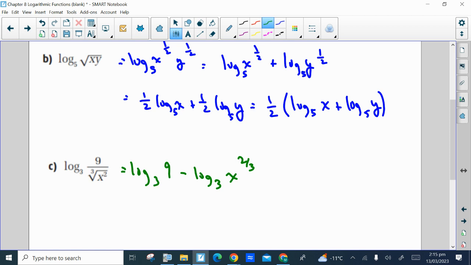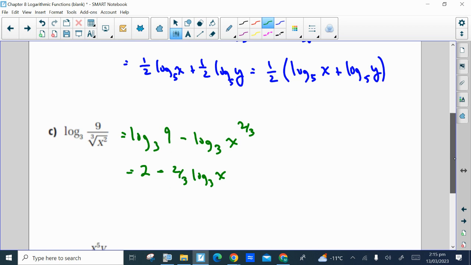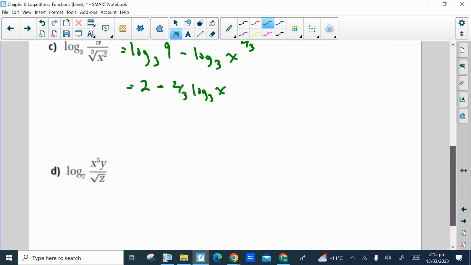And in this case, what is log base 3 of 9? What's log base 3 of 9? 2, because that's asking 3 to what power is 9. And then for the second term, use the power law to bring the coefficient to the front. Right, so now you've expressed in terms of log x.